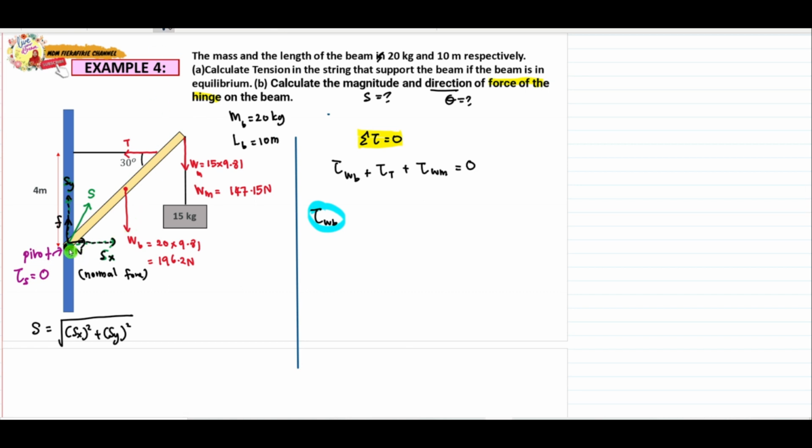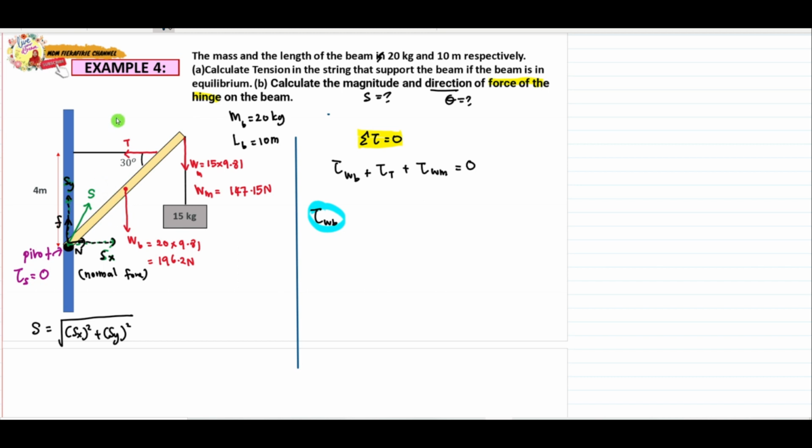So, this is the pivot point. So, gerak ke sini. So, this is RB. Okay, separuh panjang beam ini adalah 5 meter lah. So here should be RB equal to 5 meter and this is WB. So angle dekat sini berapa? Angle dekat sini berapa persoalannya?